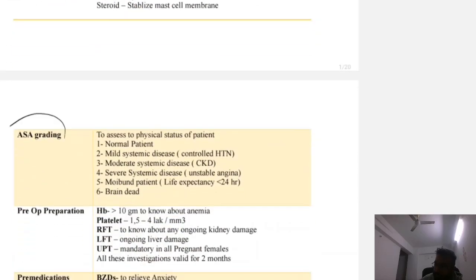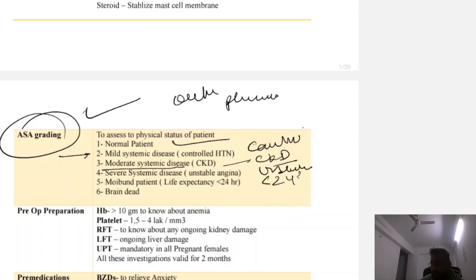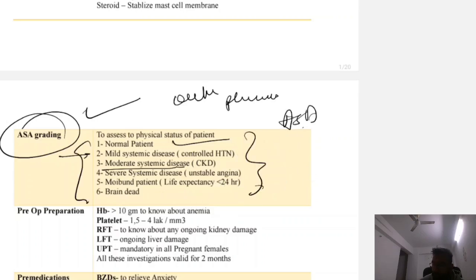Now ASA grading. ASA grading is done for the physical status of the patient. Grade 1 is a normal patient. Grade 2, patient having disease but it is controlled, like controlled hypertension. Grade 3, moderate systemic disease, like CKD, chronic kidney disease. Grade 4, severe systemic disease, like unstable angina. Grade 5, moribund patient who has life expectancy less than 24 hours. Grade 6, brain dead patient. Okay, so this is the sixth grade of ASA grading to know the outcome of the patient.